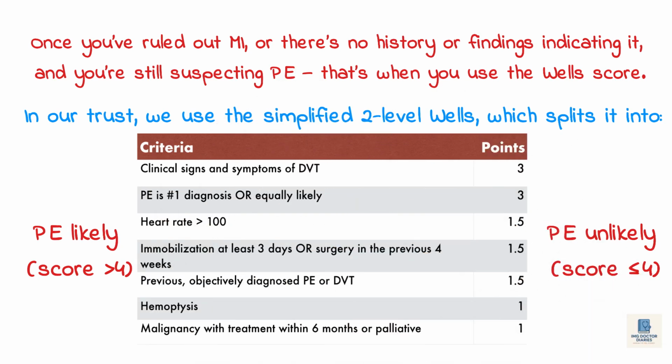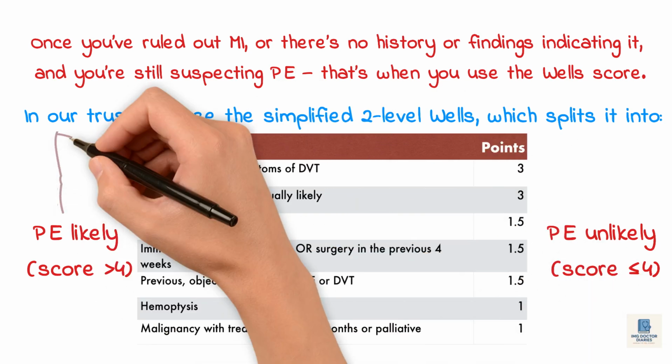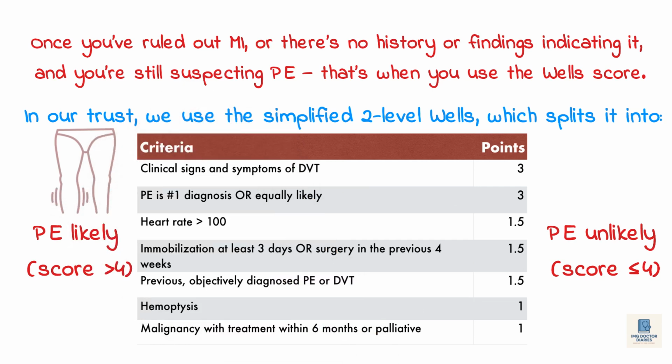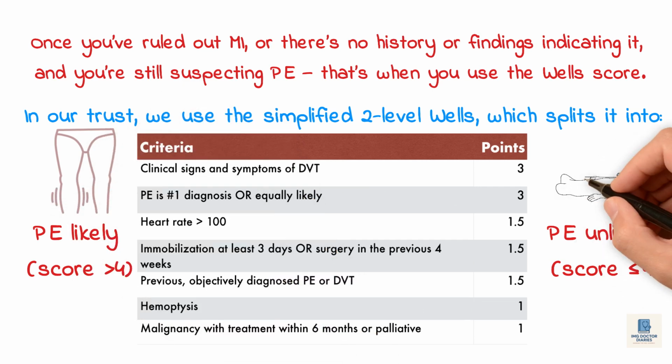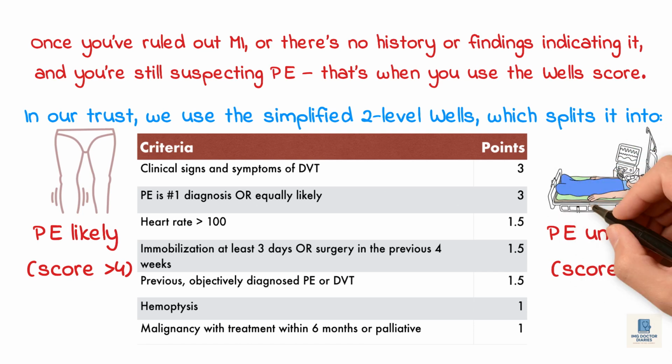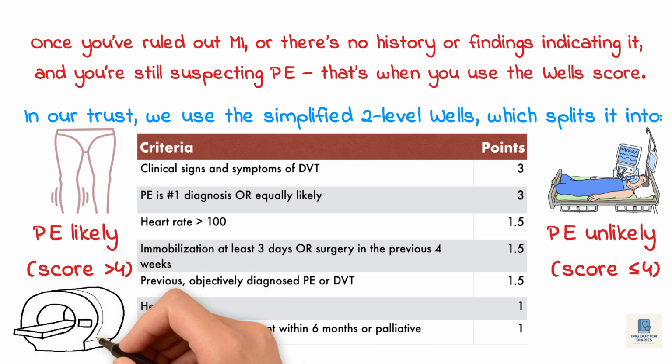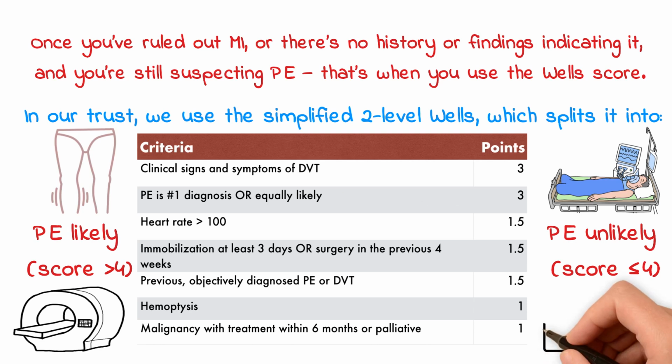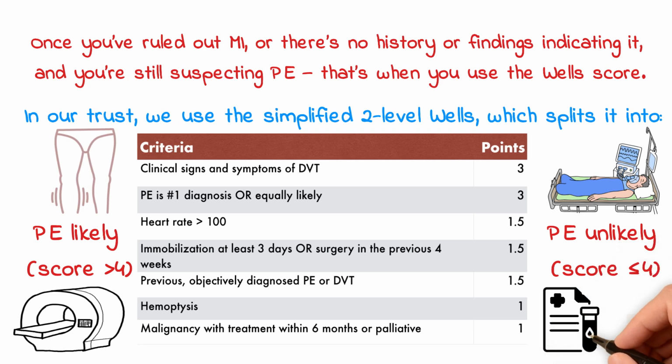3 points if there are clinical signs of DVT, like a swollen, painful leg. 3 points if PE is the most likely diagnosis, meaning there's no obvious alternative explanation. 1.5 points each for a heart rate over 100, recent surgery or immobilization, or previous DVT or PE. 1 point each for hemoptysis and active cancer being treated or diagnosed in the last 6 months. So if your quick total is over 4, that's PE likely, and you'd go straight to imaging. If it's 4 or below, it's PE unlikely, and that's when you move on to D-dimer.